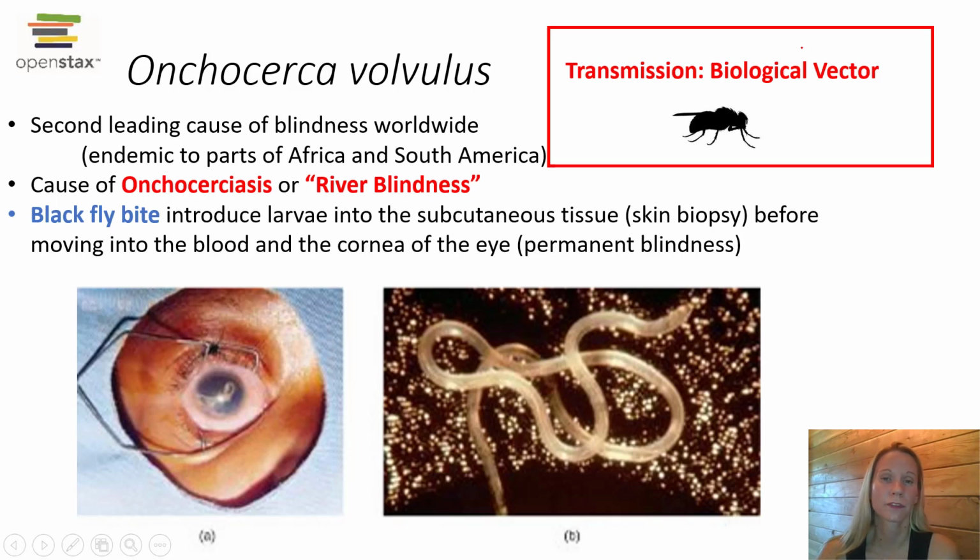So the worm larvae go into the subcutaneous tissue. At that point, you could detect them by skin biopsy, and then they move into the blood, and then eventually into the cornea of the eye. And in this picture, we're seeing somebody who has these worms in their eye, and that, of course, causes inflammation and permanent scarring in the eye, and that's because those cells in the cornea don't replace by mitosis. So if you get permanent damage in parts of your eye, there's no healing that happens.